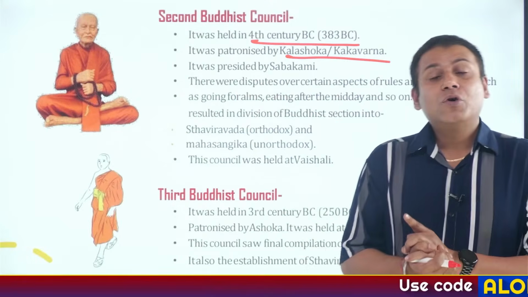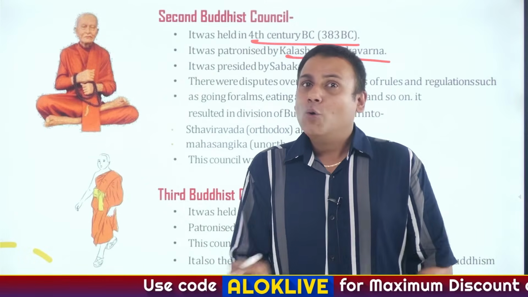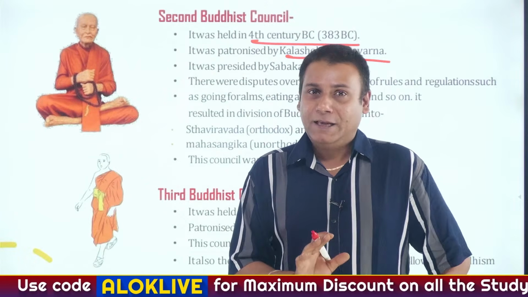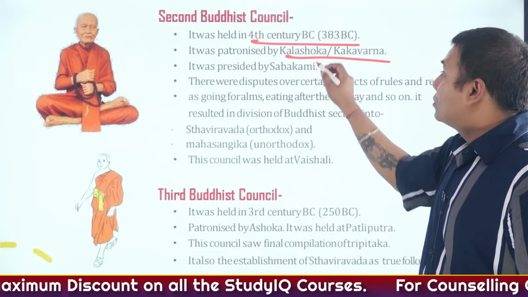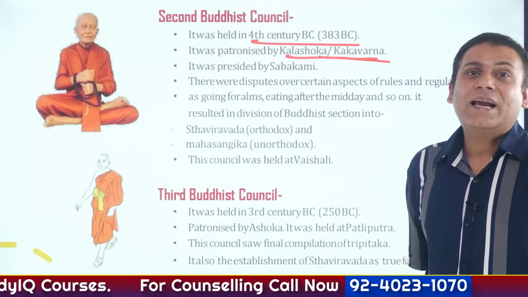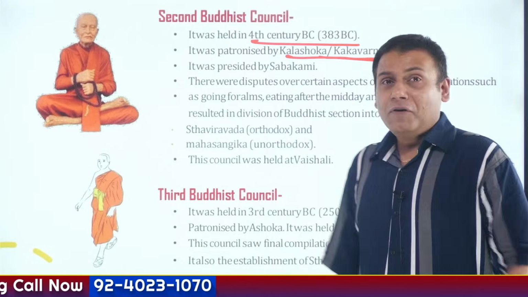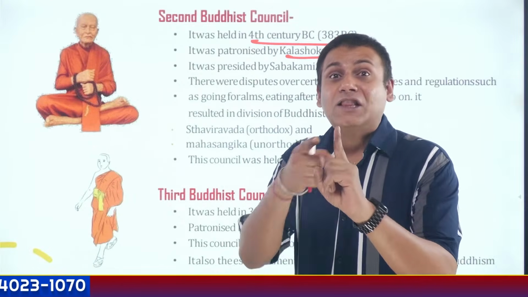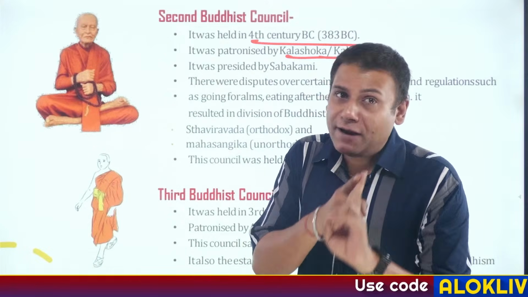And Nagadarshaka was killed by his own military commander whose name was Shishunaga, who laid the foundation of the Shishunaga dynasty. Okay? And Shishunaga was succeeded by his own son whose name was Kalashoka or Kakavarna. During his tenure, the second Buddhist council took place at a place called Vaishali. So the first Buddhist council was held in Saptaparni caves, Rajgriha. The second Buddhist council was held in Vaishali.